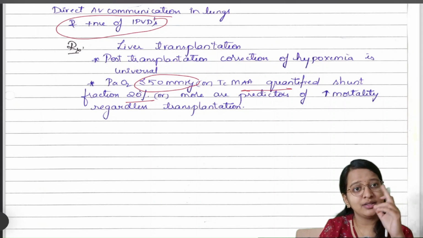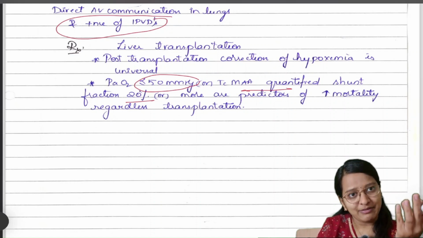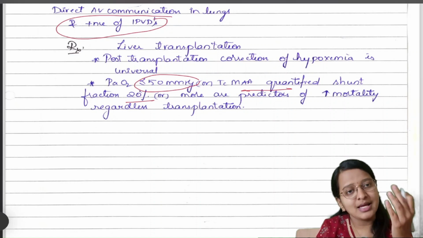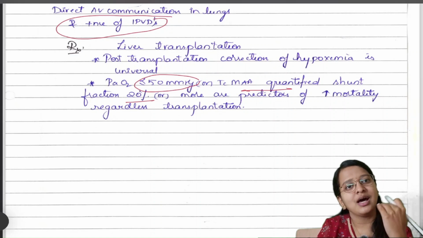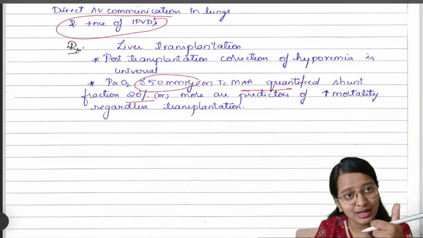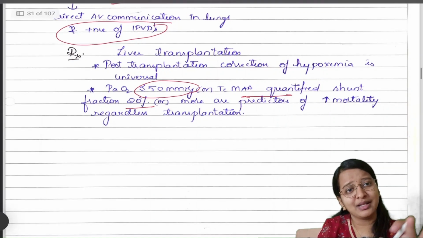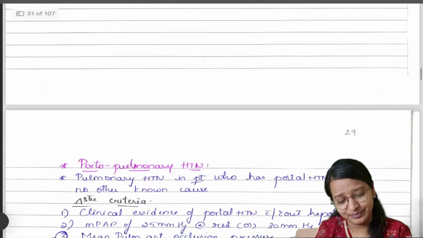We will remember the diagnostic triad, how they diagnose the IPVDs, what the types of IPVDs are, and how this vascular dilatation affects or causes the hypoxemia and symptoms, mainly orthodeoxia. We have also learned the treatment, that is liver transplant surgery.